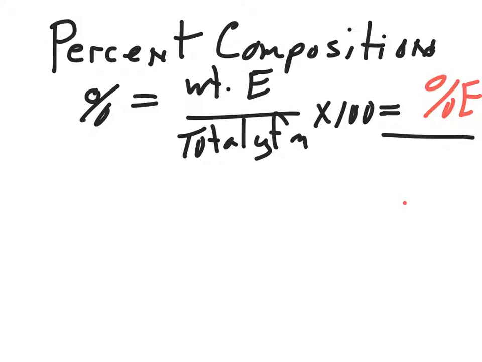Percent composition, and also you need your periodic table, not just a calculator right now. So go ahead and take that out. Let's just make up an example. Let's say we have H2SO4.